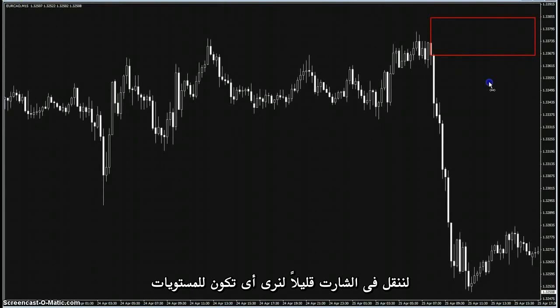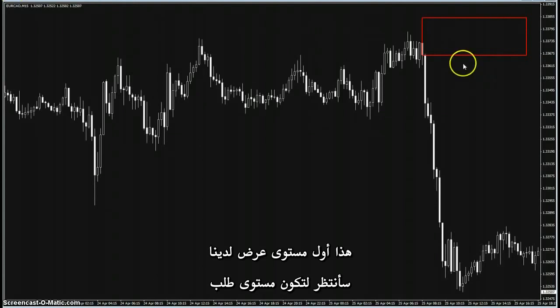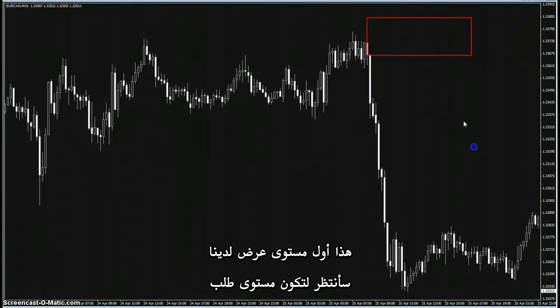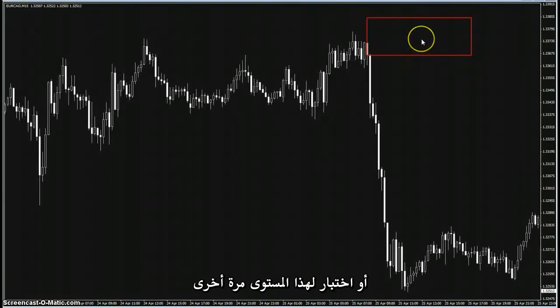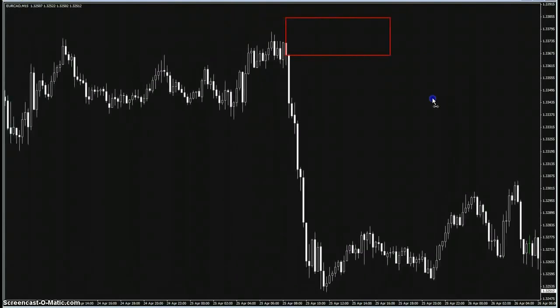So let's just move forward here, see if we can identify any further levels that form. So again, this is our first supply level. Now we're waiting for a demand level to form, okay, or a test into this supply level again, right? Now, all right, look at this right here. Here's another one.